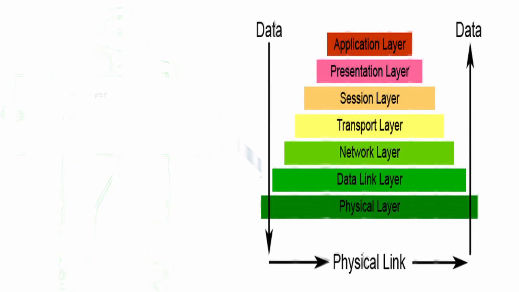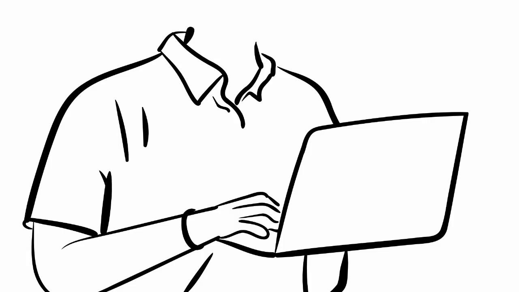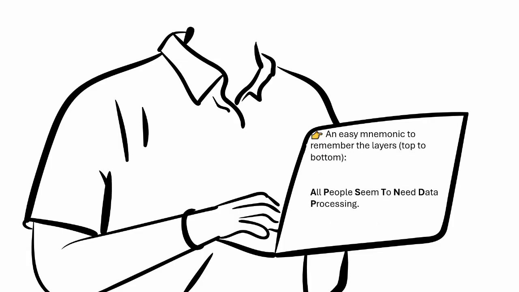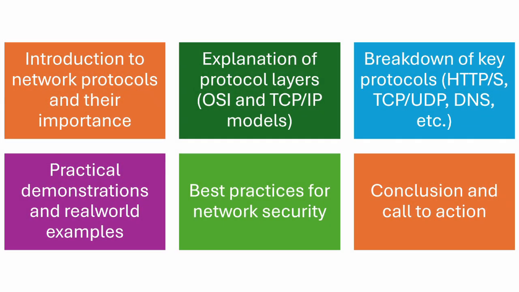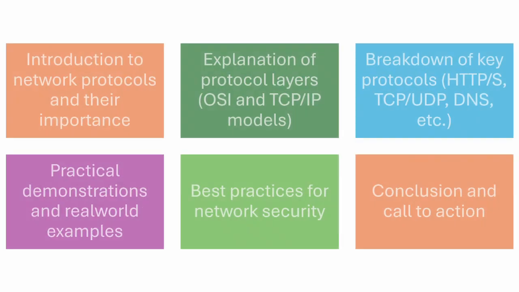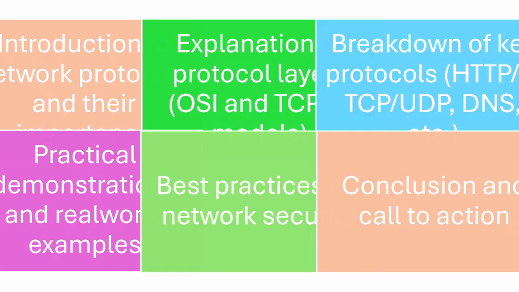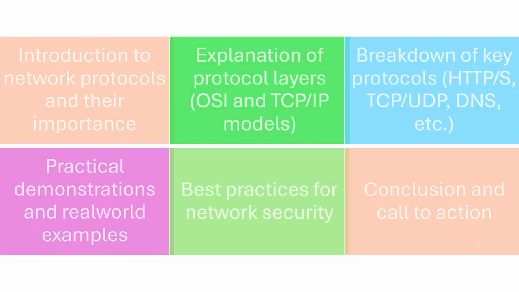Each layer has a specific function and communicates with the layers above and below it. This modular approach means that protocols can be developed for specific layers without having to redesign the entire network stack. For example, the physical layer worries about transmitting raw bits over cables or wireless signals, while the application layer deals with high-level protocols like HTTP that your web browser uses.